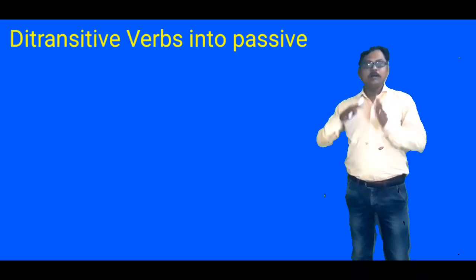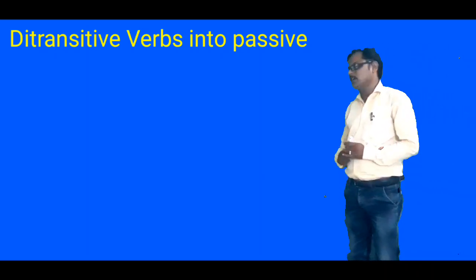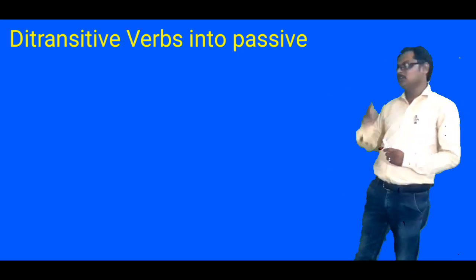Now we will turn towards ditransitive verbs. What do we mean by ditransitive? Ditransitive means the verb has two objects.